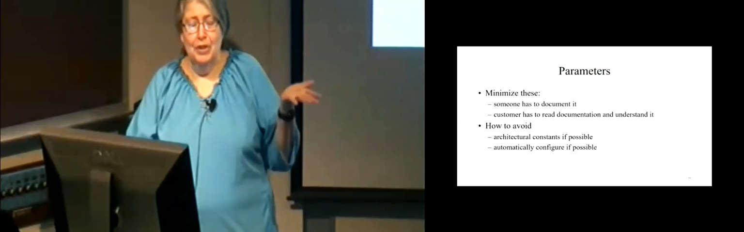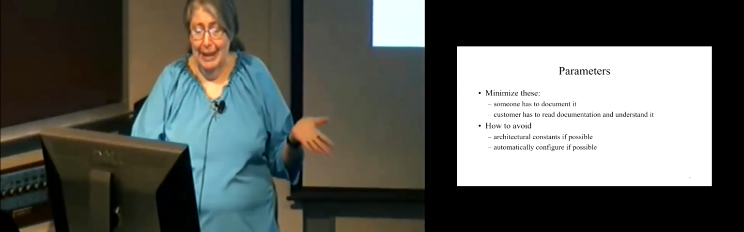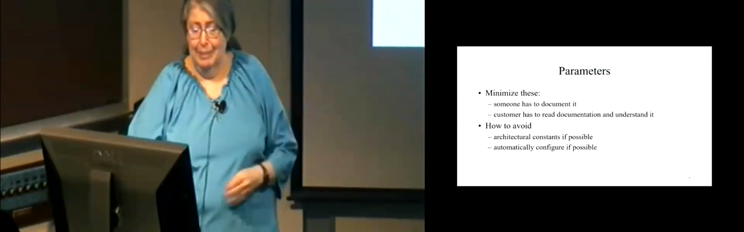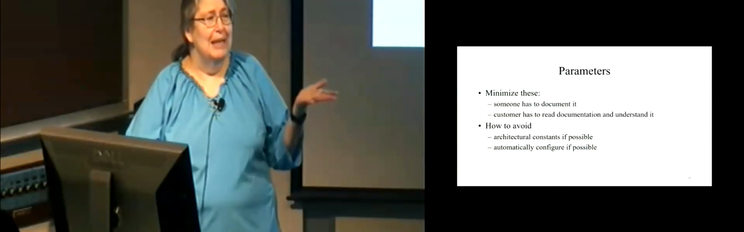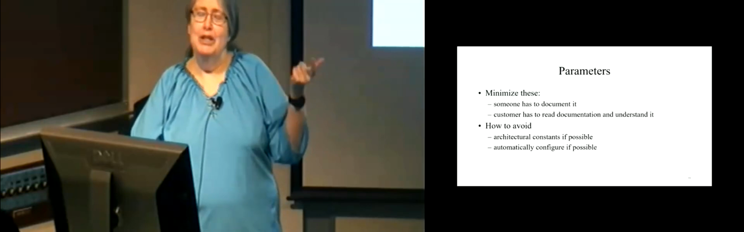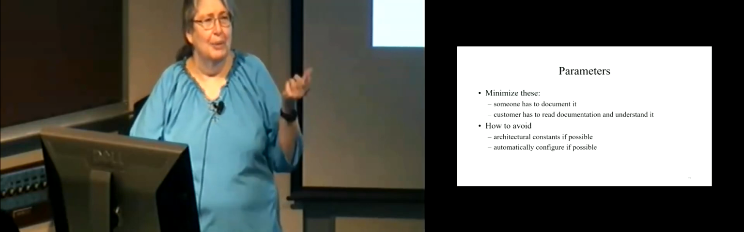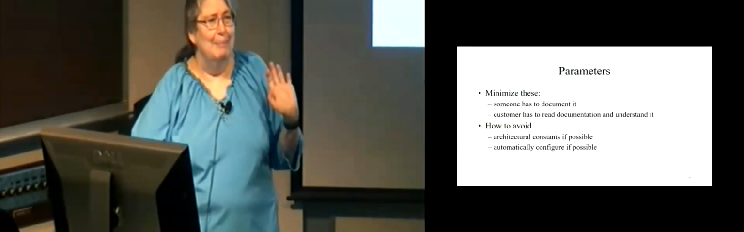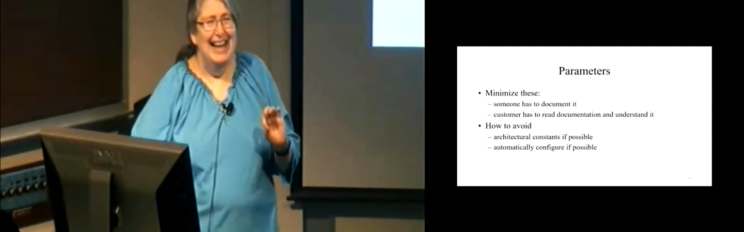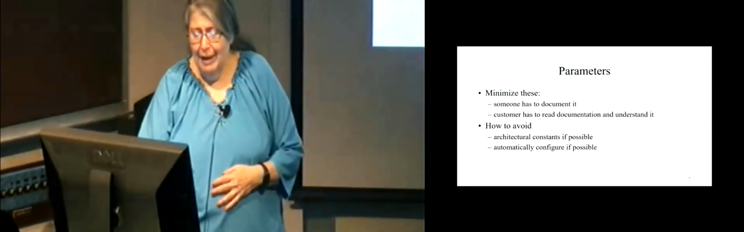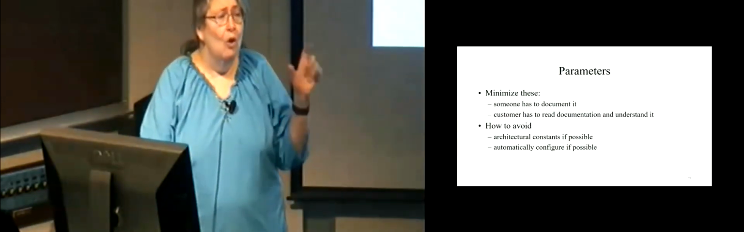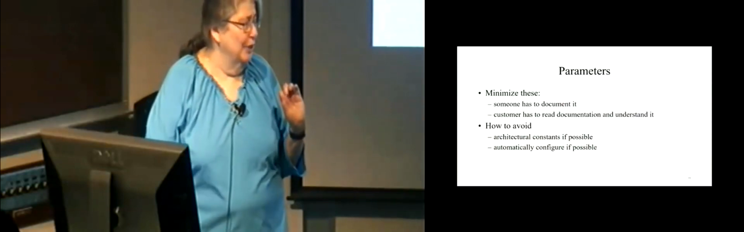Anyway, parameters are bad. Someone has to document them. The customer has to read the documentation. And how can you avoid having them? Well, sometimes you have a committee that can't decide how big a field should be. And they argue and they say, we'll make it a parameter and let the customer decide. And it's like, if the committee can't decide, and it really doesn't matter, don't make it a parameter. Just pick something, or automatically configure the value.